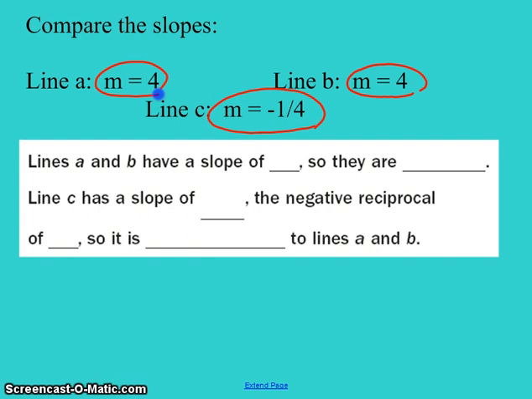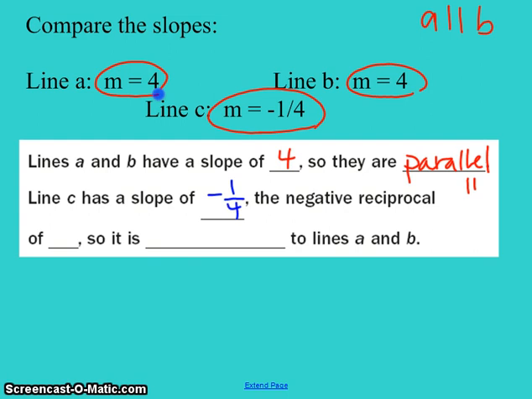Because A and B have the exact same slope, it means that line A and line B are parallel. On your homework, I'd like to see you write it like this. A is parallel to B. That's the symbol for parallel. Now, line C has a slope of -1/4.